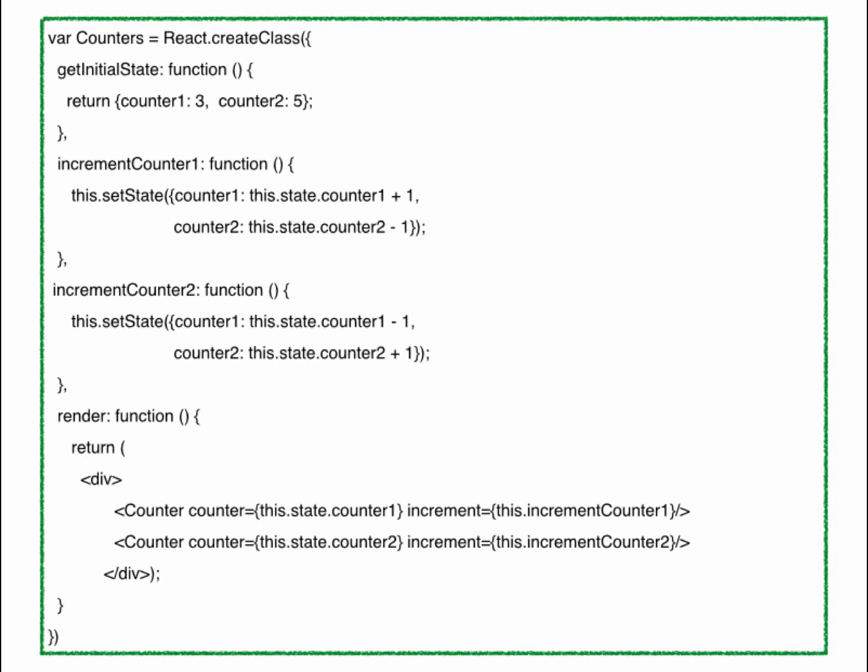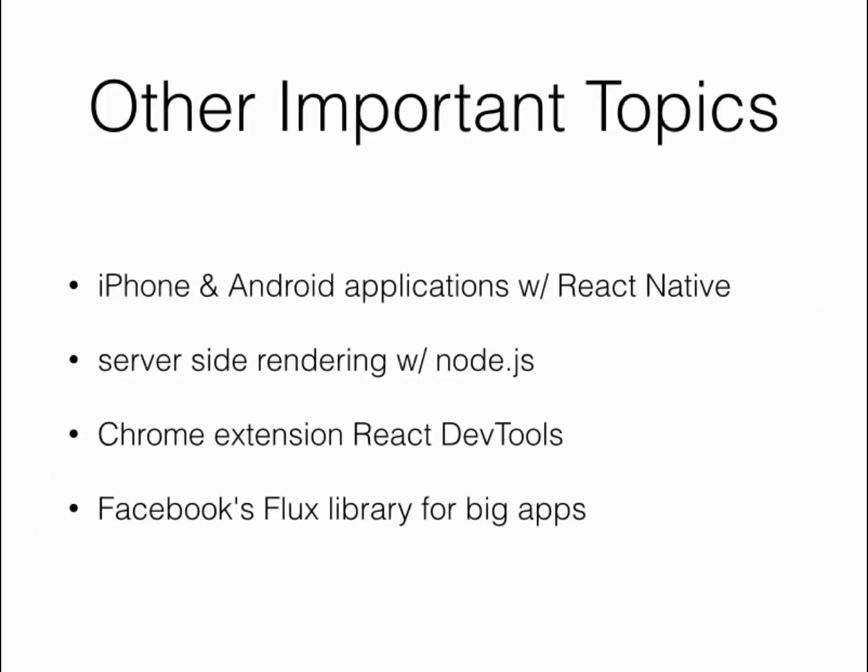And simply, we are passing these counter values to the counter child components. So we are passing both the counter value and the counter callback to the child components. Now the final example might have been a bit hard to understand, but if you want, we can return back to it in the question section. Now finally, I will briefly touch upon the other important topics in the React landscape.